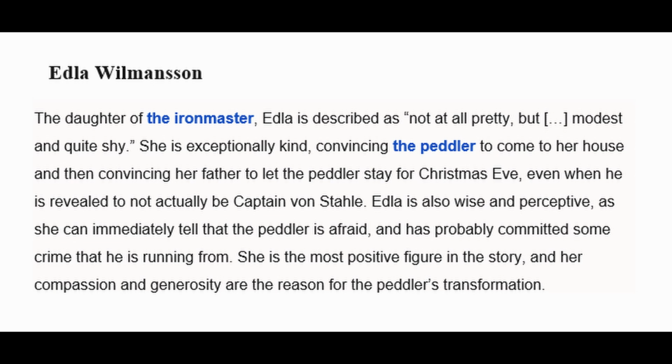The final character of our story is the daughter of the Iron Master, Edla Wilmanson. She is described as being exceptionally kind and perceptive and convinces the peddler to come to her house and ignores the fact that he is not who he claims to be. She is one of the most positive characters in the story and is responsible for the transformation of the peddler from a cynic into an honest man.